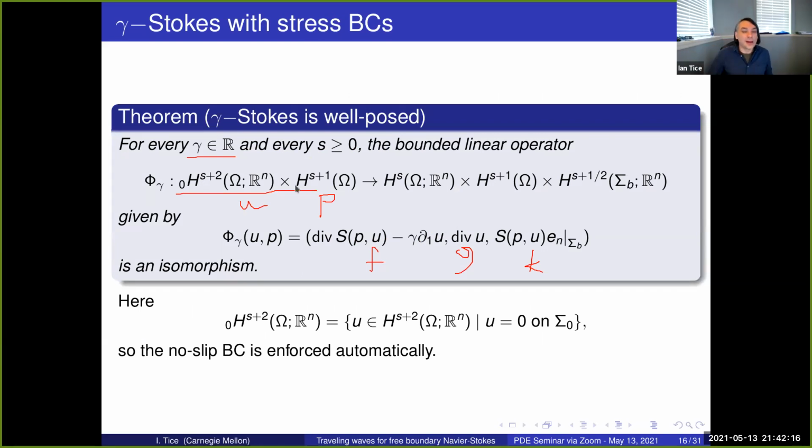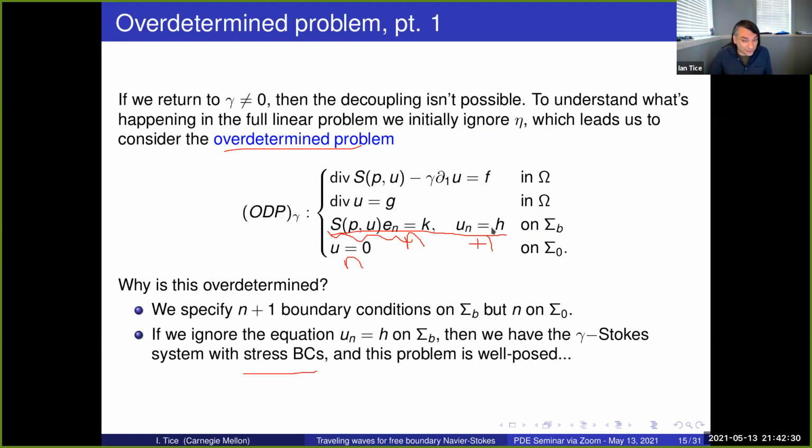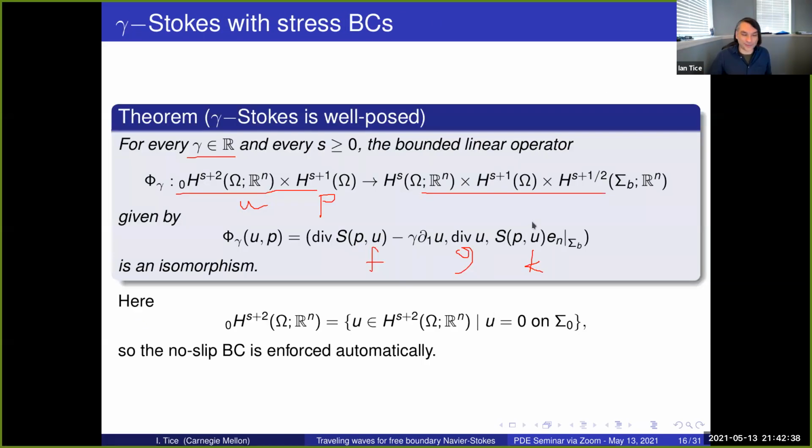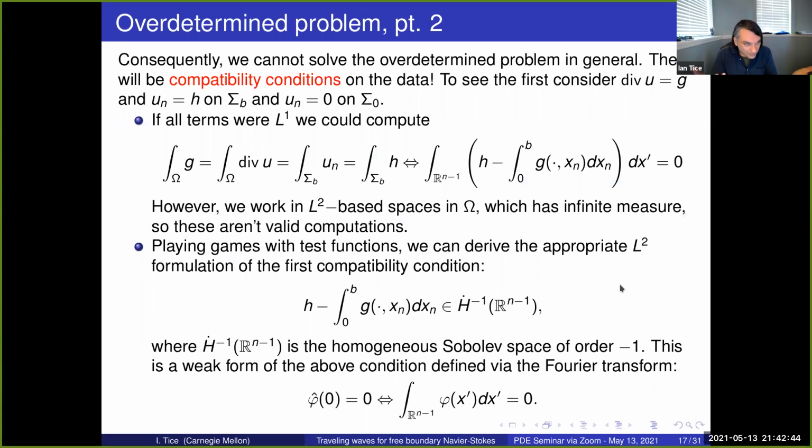In particular, given any F, G, and K in this regularity class on the right, I can solve this problem uniquely for a U and P in this regularity class on the left. And so what this means is the problem is already well posed without specifying this final boundary condition. So we do not have the freedom to just specify another boundary condition. If we want to specify another boundary condition, we can try, but we're going to be forced to deal with compatibility conditions.